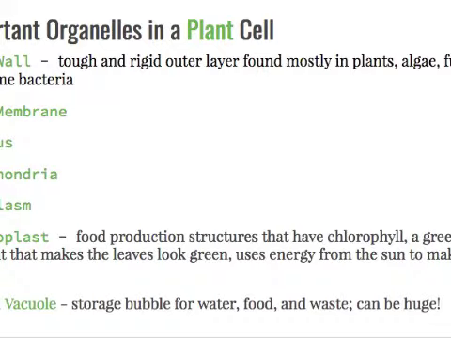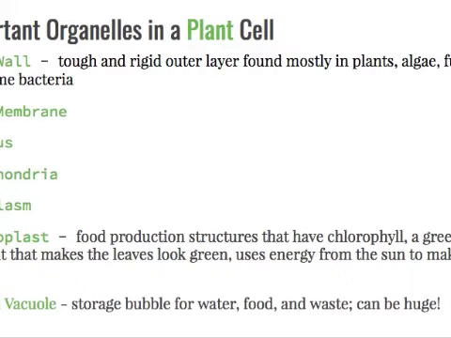So, the important organelles in a plant cell. A plant cell has a cell membrane, just like an animal cell, except it is inside the cell wall, and it has the same function. The plant cell has a nucleus. It also has the same function as in an animal cell. It holds the DNA and is kind of like the brain of the operation of the plant cell.